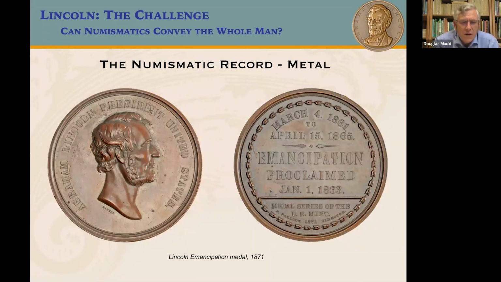Now we have one of the famous medals, the Lincoln Emancipation Medal of 1871, and here you have a head of Lincoln, and it's quite well done. The nose and the ear and the features are all very well done, with a little bit of an idealized portrait, because the wrinkles are not shown that by this time he had.